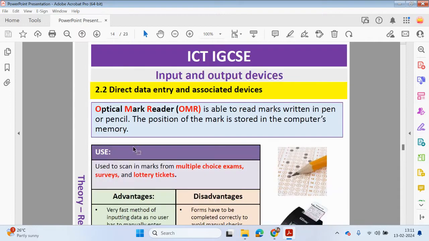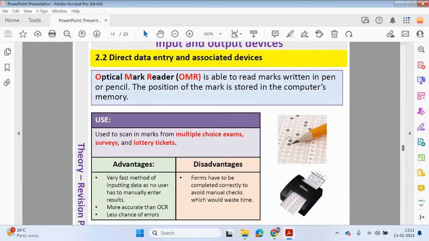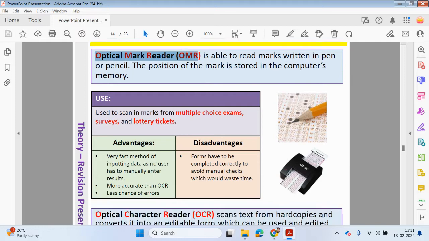Okay, so let's look now at other types of direct data entry devices. So you may have seen these question papers before, or lottery tickets, where you've got A, B, C, D, and E. Once you've finished the question paper, this is then fed through an optical mark reader. So an optical mark reader is able to read marks written in pen or pencil. The position of the mark is stored in a computer's memory. So what will happen is this paper will be scanned in, and automatically the results will be outputted.